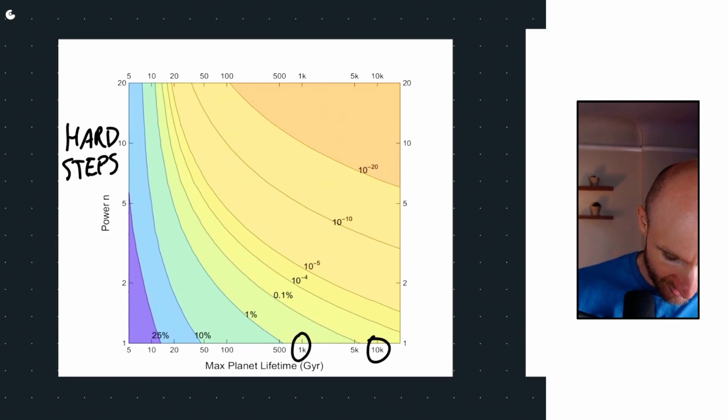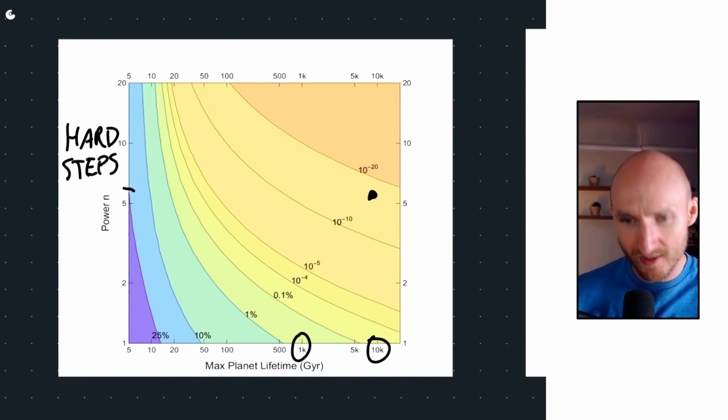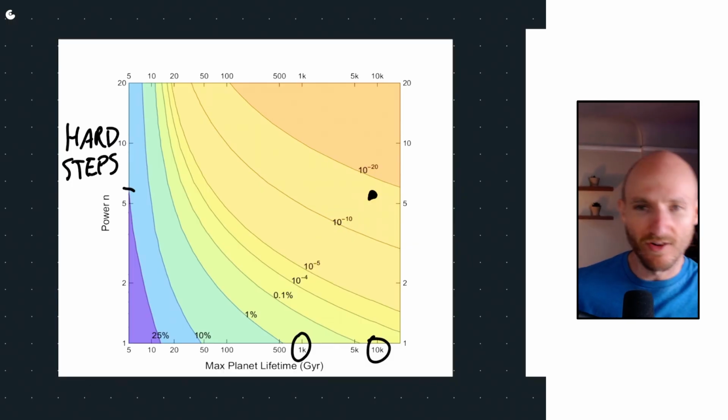And so if you have 6 hard steps, then you say, oh my God, we are so early. These numbers are what percent of all civilizations that exist, where we are in that curve. And so this would be like, wow, we are in the 0.00001 percentile. We're like the earliest civilization out there.